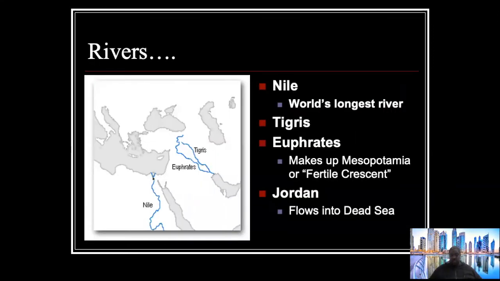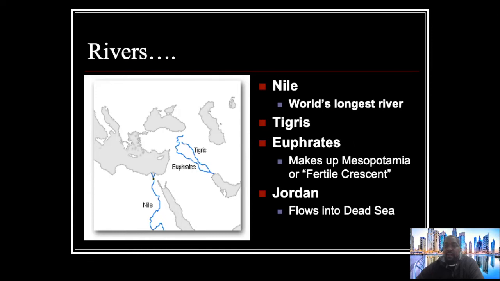Rivers. Now, we've discussed the world's longest river, which we know is now the Nile River. Then we have the Tigris, the Euphrates, and the Jordan. So the Nile River, the longest river in the world, called the father of African rivers. It rises south of the equator and flows northward through northeastern Africa to drain into the Mediterranean Sea.